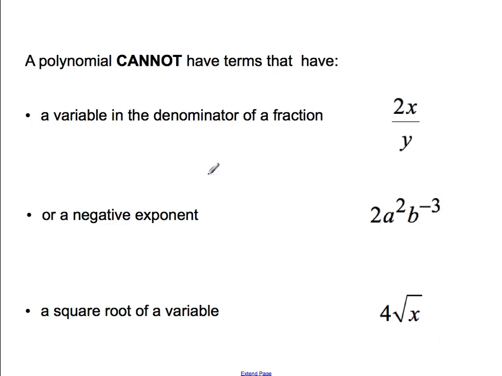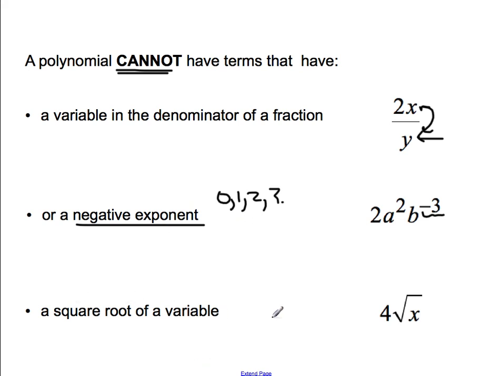Okay? So a polynomial cannot have terms that have the following. A polynomial cannot have terms where there's a variable in the denominator. See how there we have a fraction, and since the variable is in the denominator, in the bottom part of the fraction, this makes it not a polynomial. You cannot have a negative exponent. Remember, all of our exponents have to be 0, 1, 2, 3. So as soon as you see a negative exponent, it is not a polynomial.